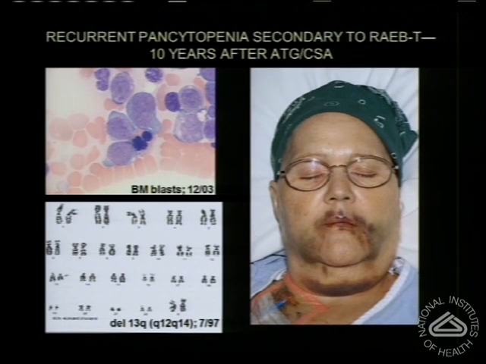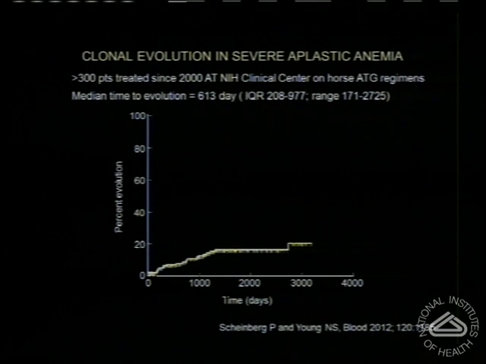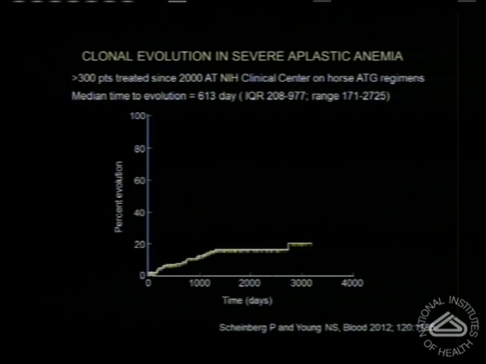Now this is bad news. So this is the patient I showed you at the beginning, who was one of our successes. She responded well to ATG, but a decade or so after she was treated with immunosuppressive therapy, she came back bleeding. She now has leukemia, that's what the bone marrow shows, and she's got chromosome abnormalities. And this is what's called clonal evolution, an evolution in which a clone of malignant cells has come from this empty bone marrow. And this occurs in about 15% of patients.